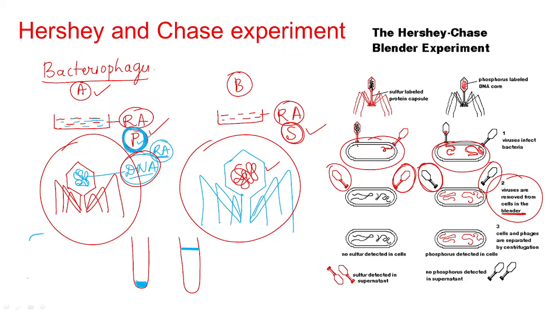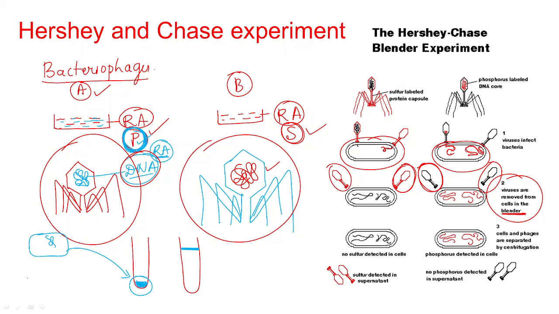Because the bacterial cells are heavier and the particle has entered inside, it has settled at the bottom by means of what? Centrifugation. Centrifugation happened, so what happened? Heavier particles have settled. Heavier particles are nothing but the bacterial cells, they will be heavier. Okay, inside the bacterial cell what is there? Radioactive DNA is there, that is why radioactivity was found at the bottom.